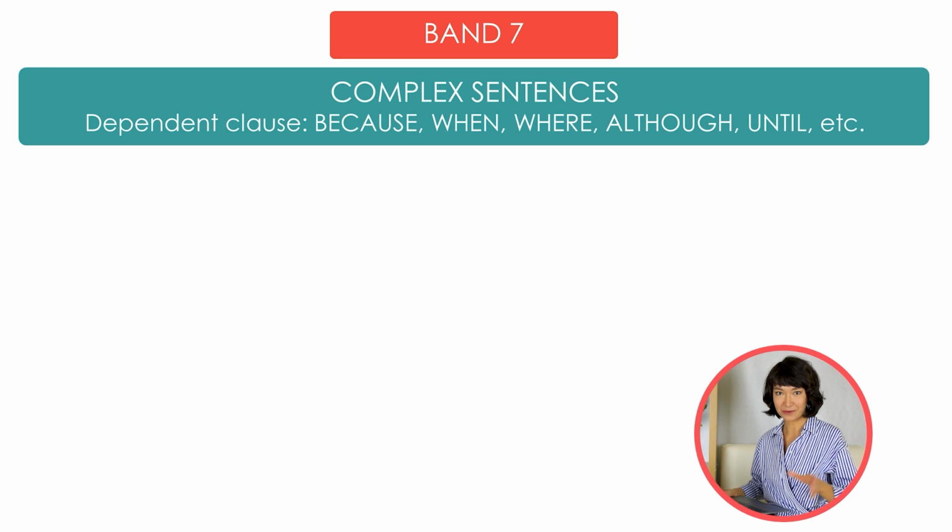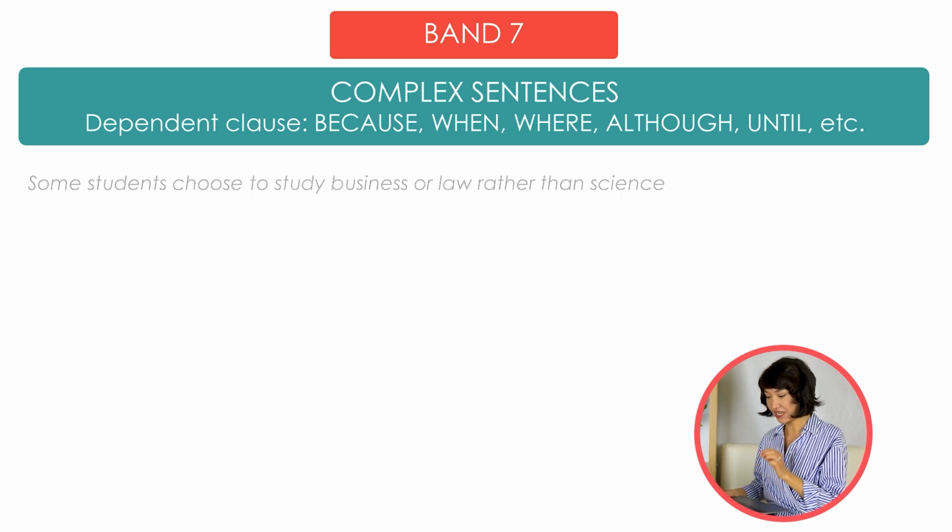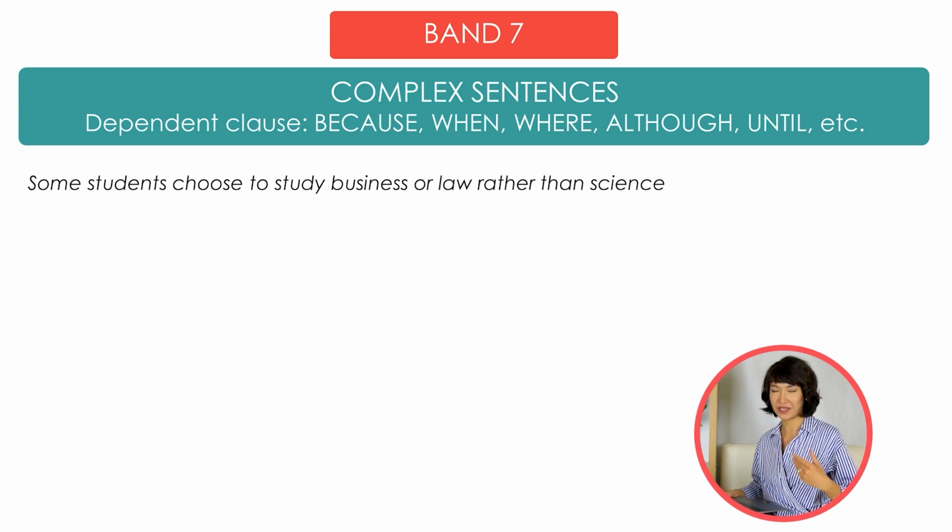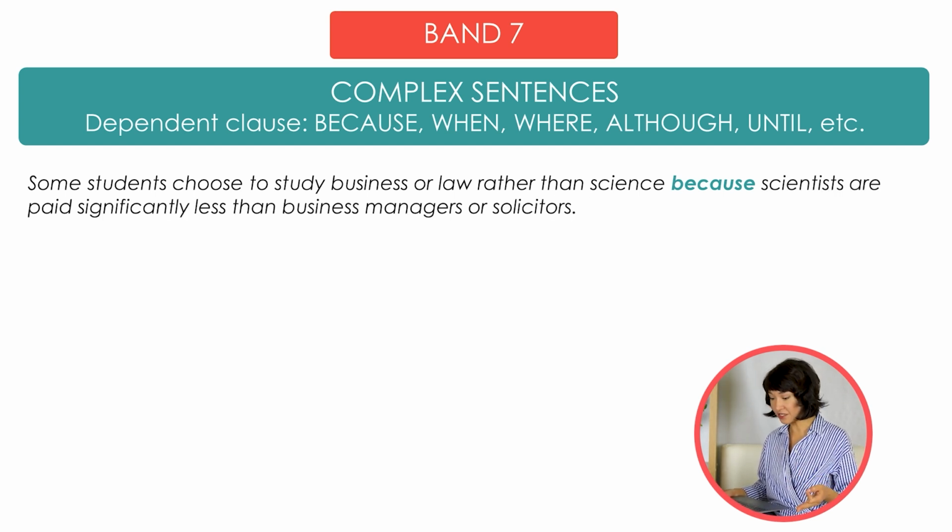For example, we take our sentence. Some students choose to study business or law rather than science. And then we want to give the reason. Why? Because? How could you finish this sentence? I decided to say because scientists are paid significantly less than business managers or solicitors. Solicitors are a type of lawyers.